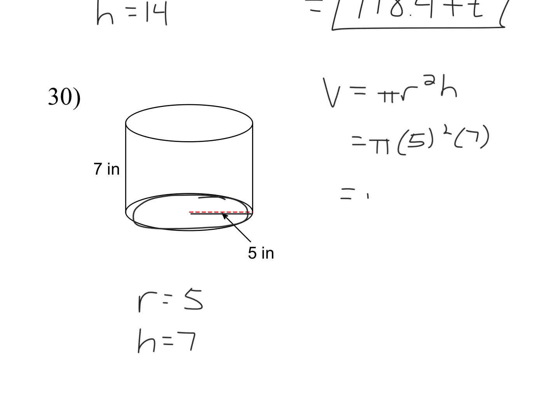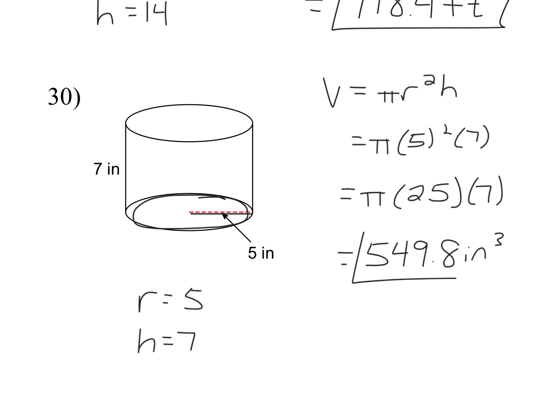Again, what needs to happen first? Exponent. And then multiply them all together. Your final answer is what? 549.8 inches cubed. Yep, inches cubed. Good. All right, I want to talk about one more, number 31.